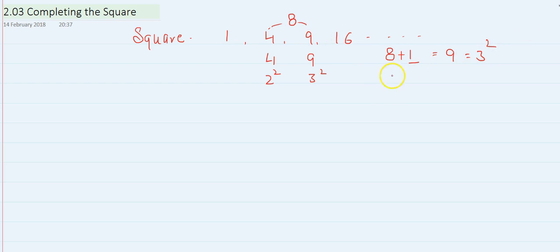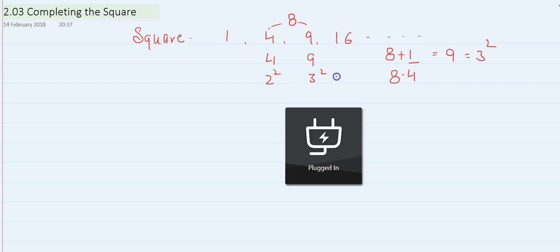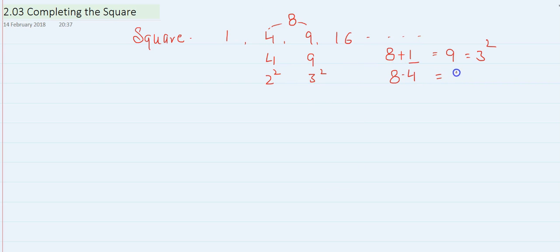Or you have to subtract 4. So that will be 4, that is 2 square. So that's how we are completing this square. The same thing is applicable in algebra.